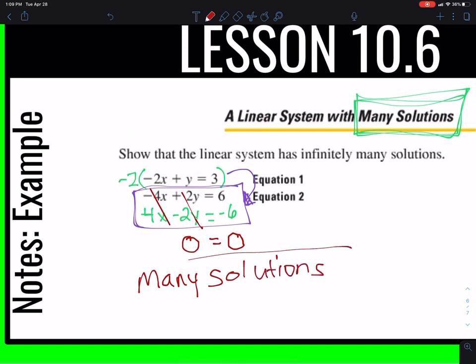And what that means is that these two equations intersect at many points.